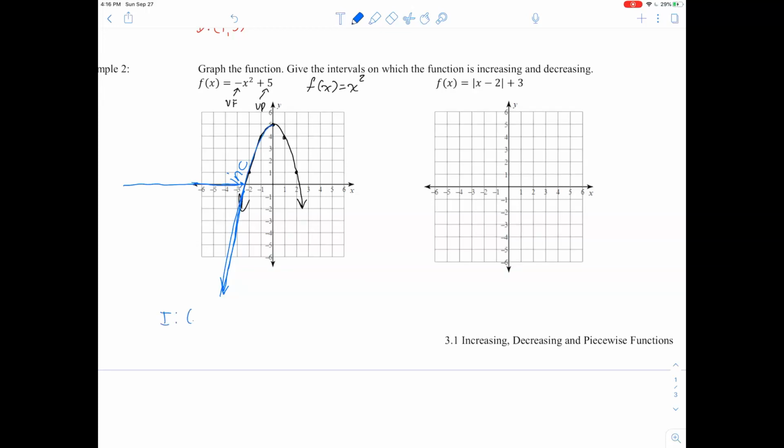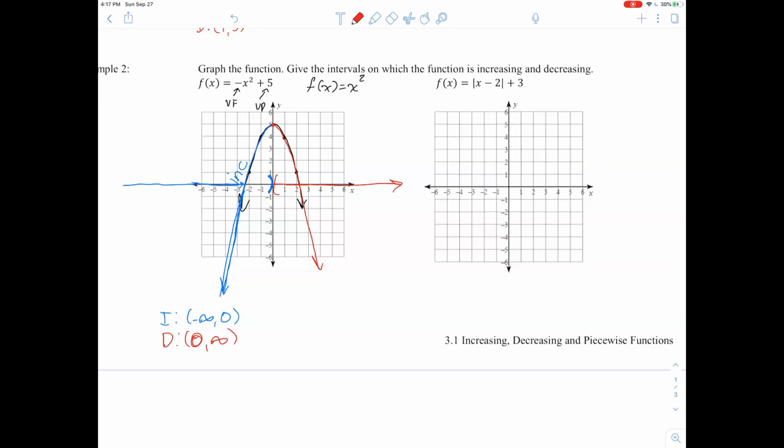So it's increasing from negative infinity until we get to 0, which, remember, is all the way to here at x equals 0. And then it turns, and it goes down forever. So as x gets very large, y gets very small. So from 0 all the way to infinity, that function is decreasing. Notice I didn't include the vertex because the vertex is the maximum point. It's neither increasing nor decreasing.